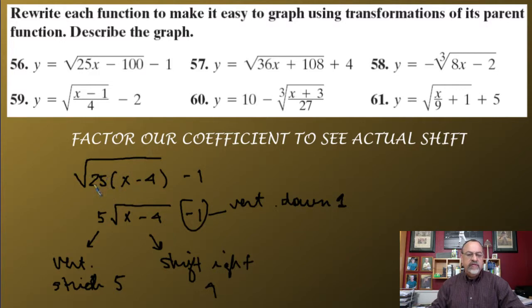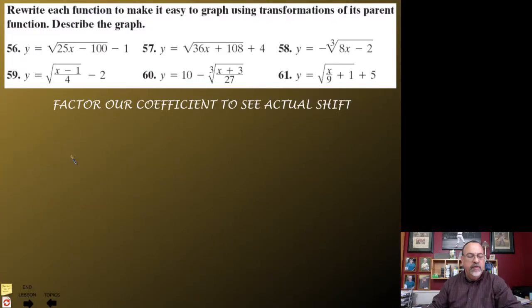So again, this is the one that I have trouble seeing as long as this number is in the way. So factor out that number, take the square root or cube root if you can, then you can see what the vertical stretches are, horizontal shifts. Okay, number 59 here, just to take a quick look. Again, I cannot see the shift here because I have some other stuff going on here.